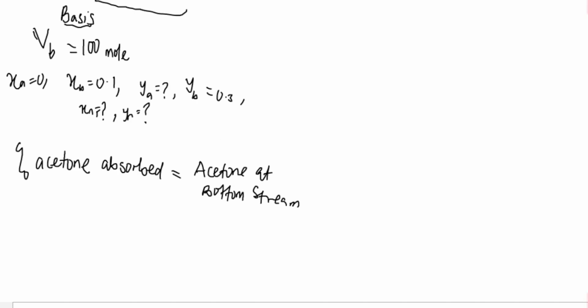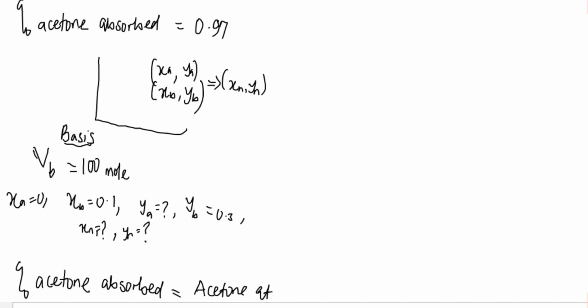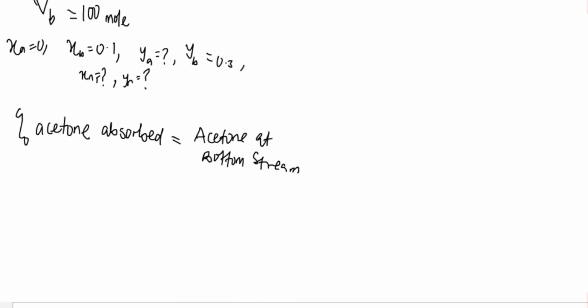So since it's acetone at the bottom stream, what is the percentage absorbed? I'm told it's 0.97. So 0.97 times the inlet of the vapor that comes with the acetone, VBYB, is equal to the acetone at the bottom of the stream. At the bottom stream, it's going to be what? LBXB.